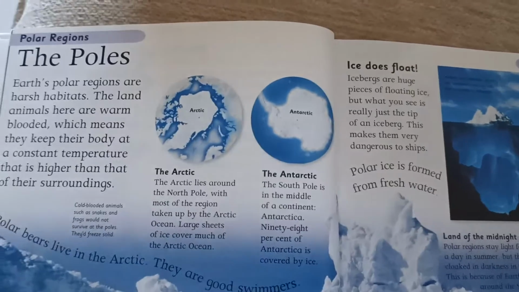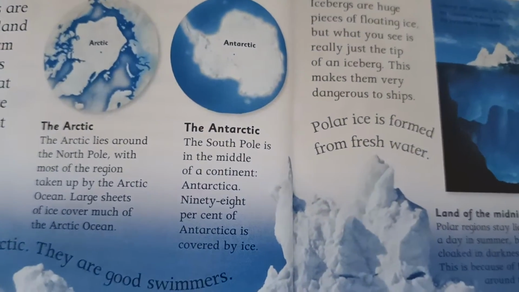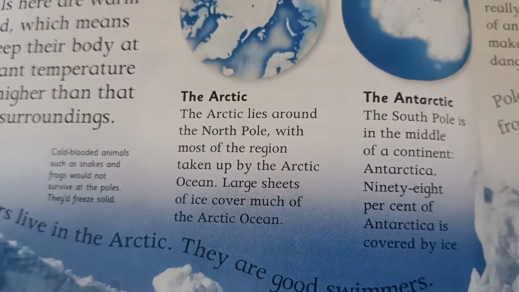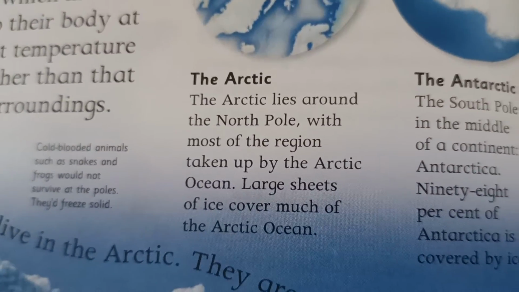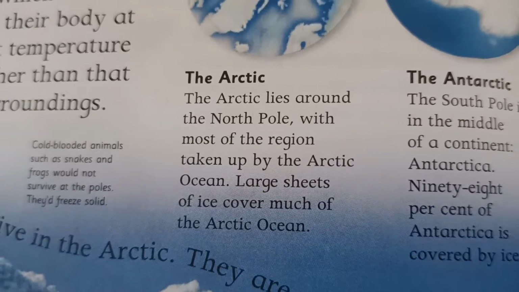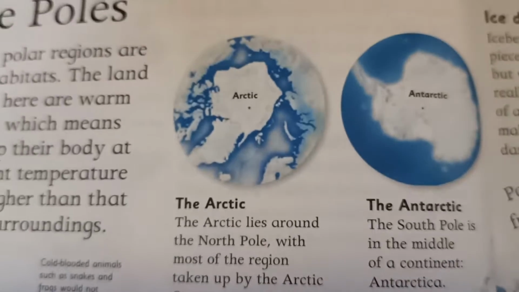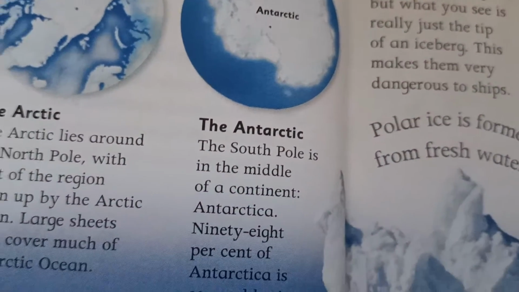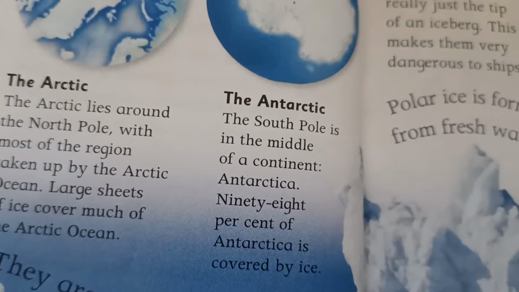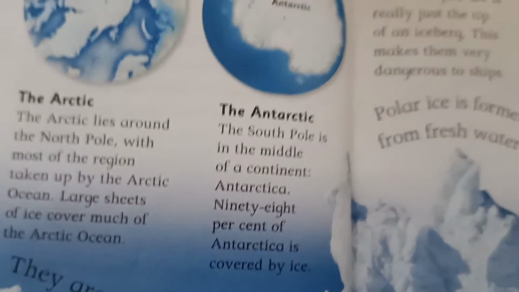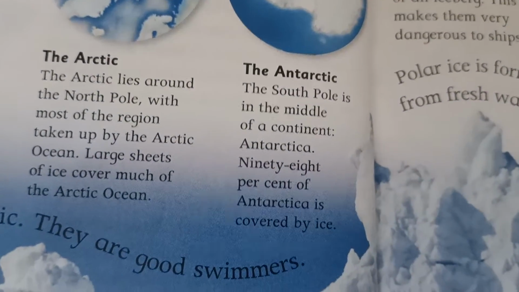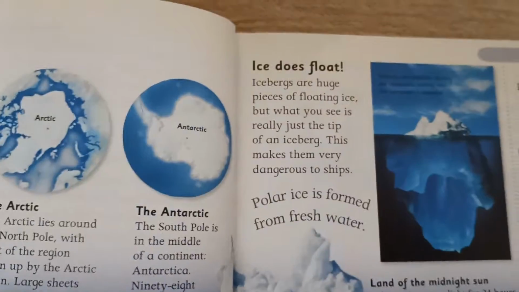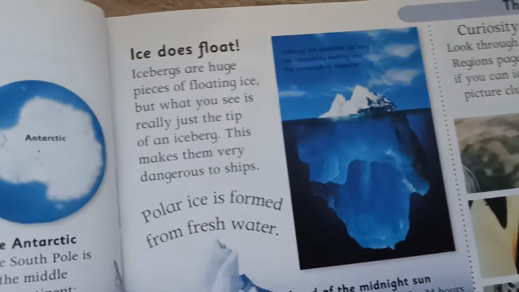Now, at the poles we have the Arctic and the Antarctic. What is the Arctic? The Arctic lies around the North Pole, with most of the region taken up by the Arctic Ocean. Large sheets of ice cover much of the Arctic Ocean. Then the Antarctic, this is the South Pole. The South Pole is in the middle of the continent Antarctica. 98% of Antarctica is covered by ice. Ice does float. Now the facts.